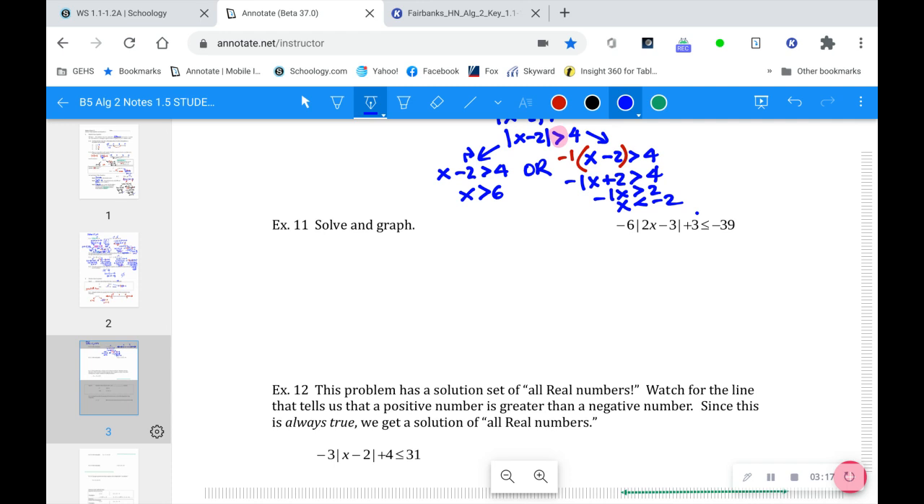Okay, so on this next one here, we're going to take the 3 over the other side. And subtracting 3 from -39 gives 42. Then to get rid of this multiplication, you have to divide. You can't distribute. Oh, I have to turn the sign around. Okay, I divided by negative. That's why the sign had to turn around.